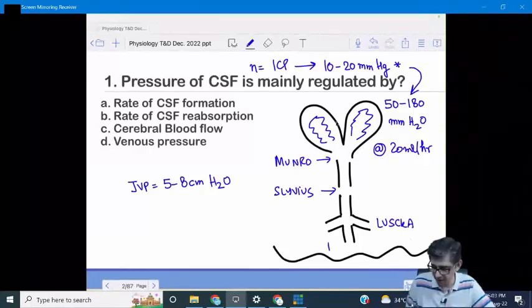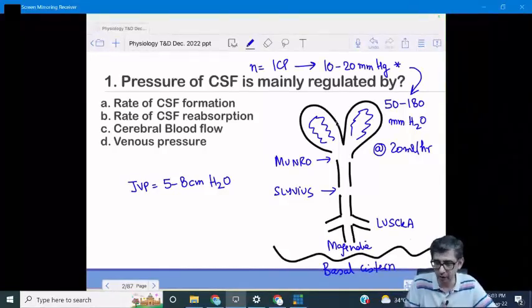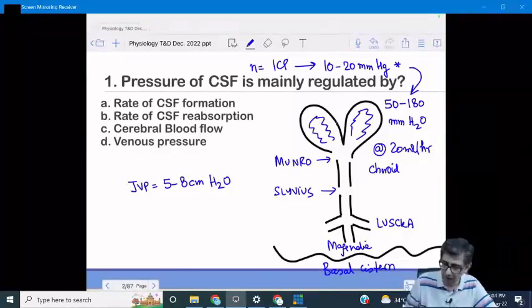And then this CSF will be flowing into the base of the brain. This is where I've shown the basal cisterns. And basal cisterns are where reabsorption occurs. So the production occurs in the choroid plexus and the reabsorption occurs in the basal cistern.